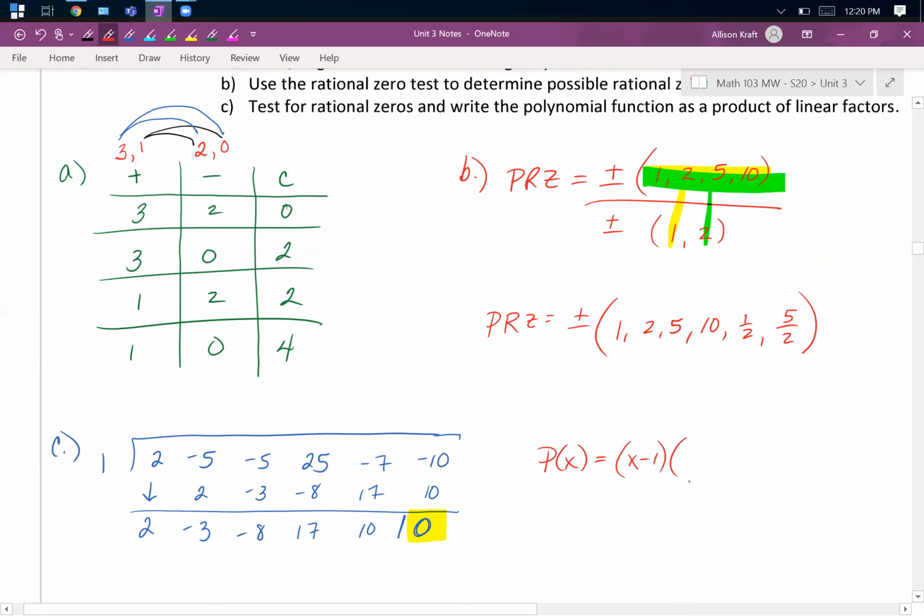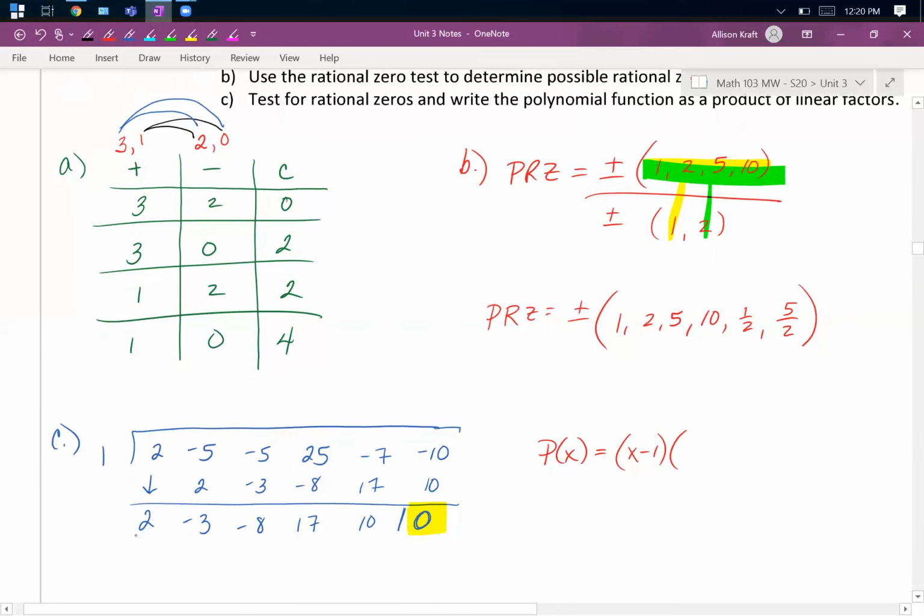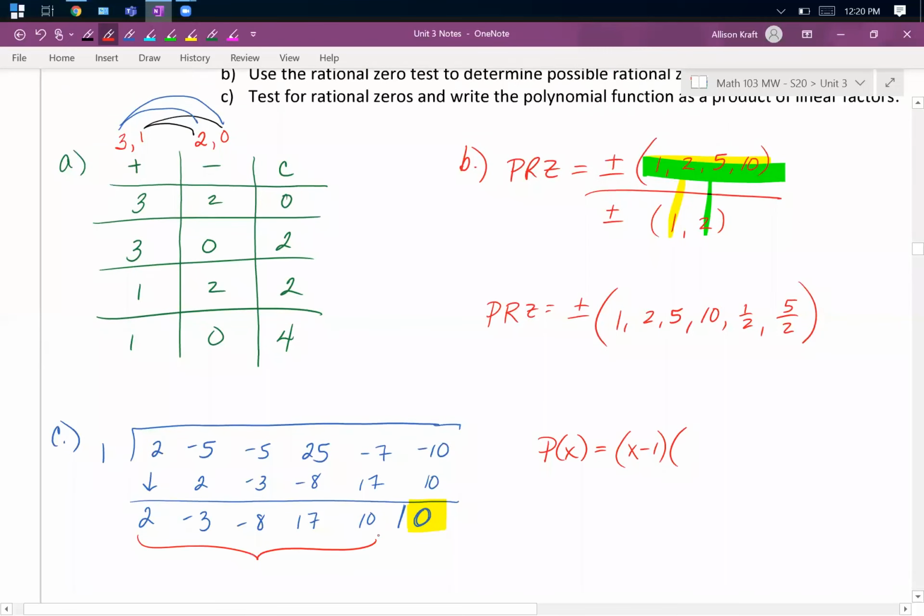And then our next factor is going to be what degree? Fourth degree, because we had a fifth degree. We divided it by a first degree. We're going to be left with a fourth degree. And down here are the numbers for that quotient: 2x to the fourth minus 3x to the third minus 8x squared plus 17x plus 10.